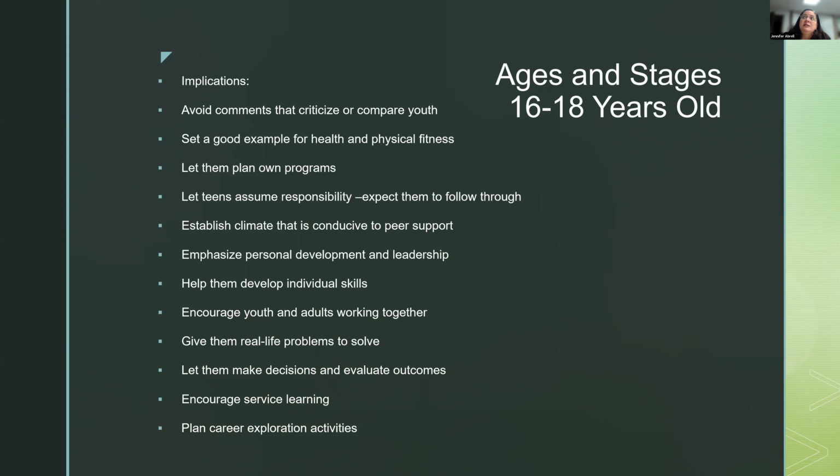And with this age especially, career exploration activities are important. So I would encourage you as leaders to always have some sort of tag onto whatever lesson or demonstration you're doing about how the skills related to that can relate to a future career. Because especially for this group, they're really starting to think about that.